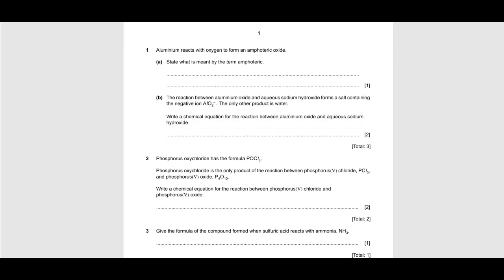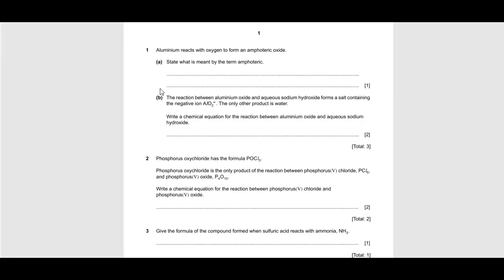The reaction between aluminum oxide and aqueous sodium hydroxide forms a salt containing the negative ion AlO2-. The only other product is water. According to me, I got the answer as Al2O3 + 2NaOH → 2NaAlO2 + H2O.